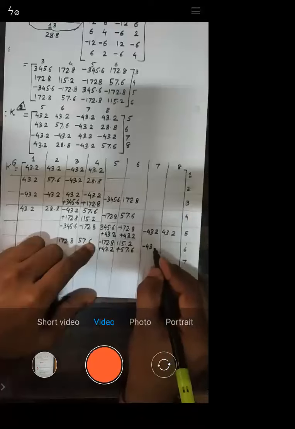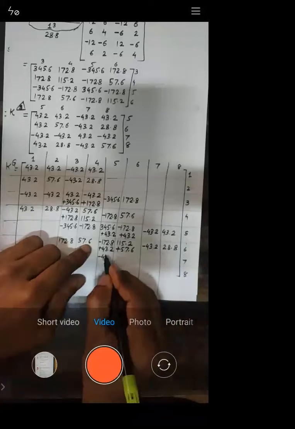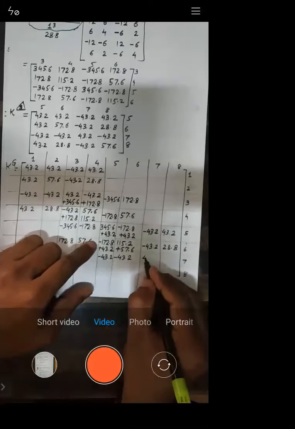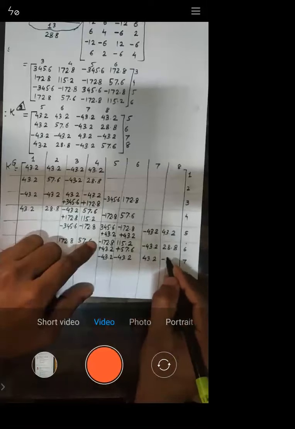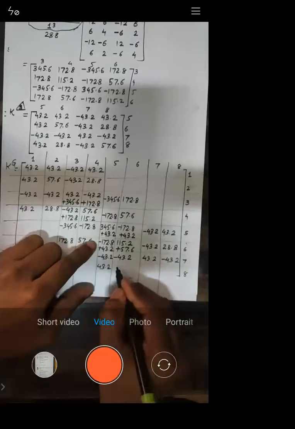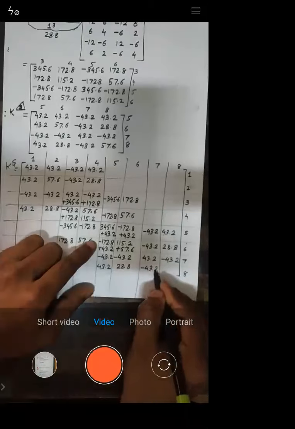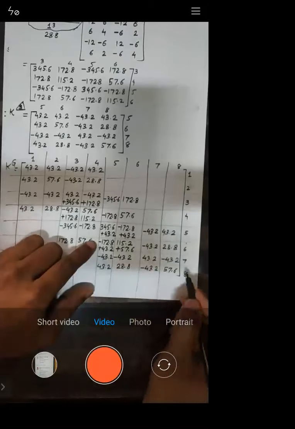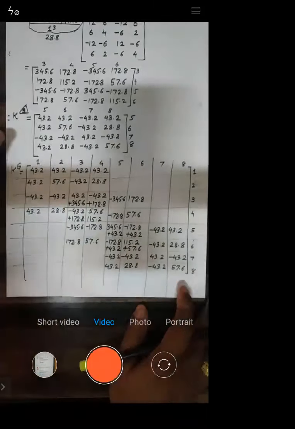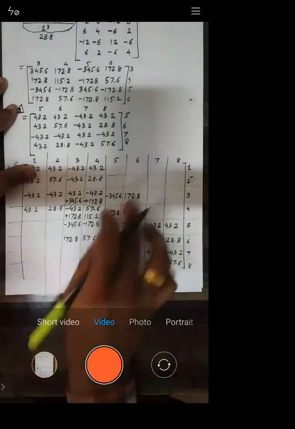Minus 43.2, 28.8. Here it is minus 43.2, minus 43.2, 43.2, minus 43.2, then 43.2, 28.8, minus 43.2 and 57.6. So I just pick the element stiffness matrices and put them in the global stiffness matrix. So this is the matrix I'm getting.